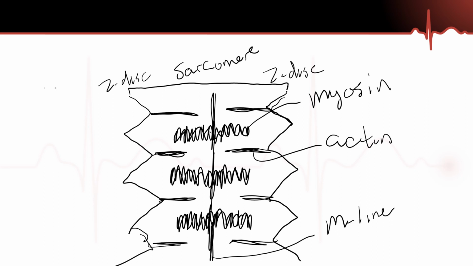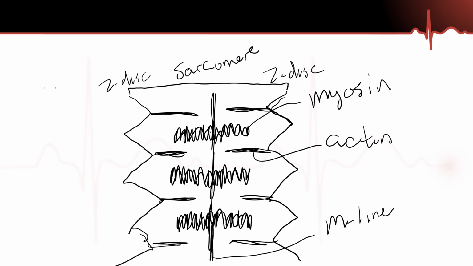But on a basic level, this is the sarcomere. This is how you would learn about the sarcomere, in an introductory, but also relatively complete way. A sarcomere is made up of two Z discs, first of all, right? And from one Z disc to the next is the length of the sarcomere.